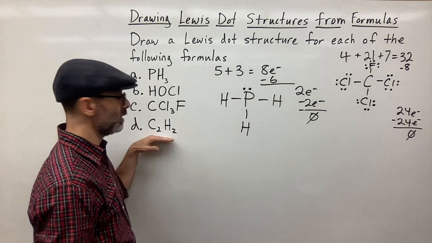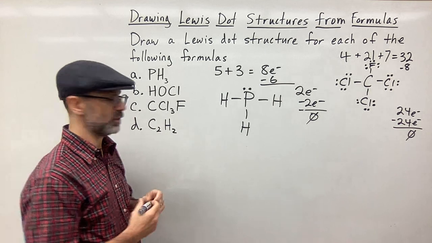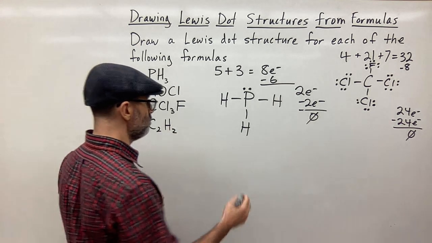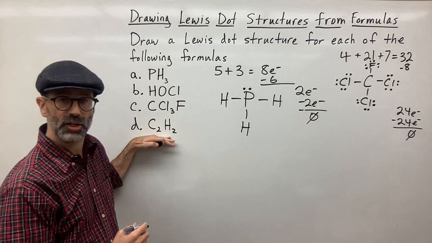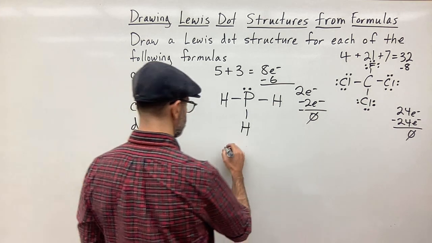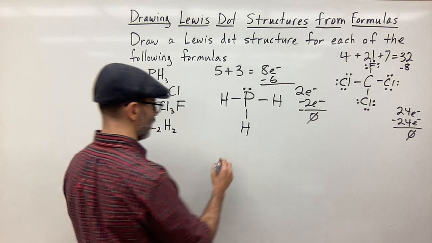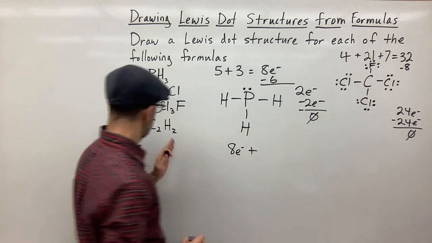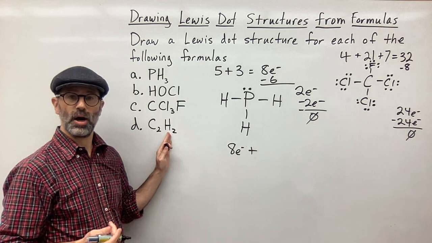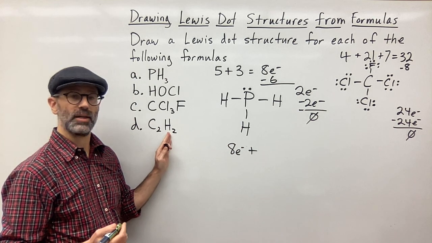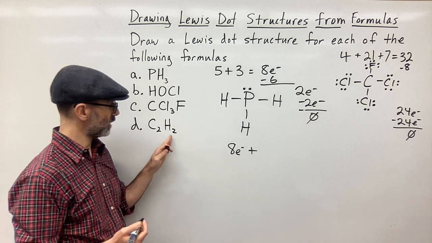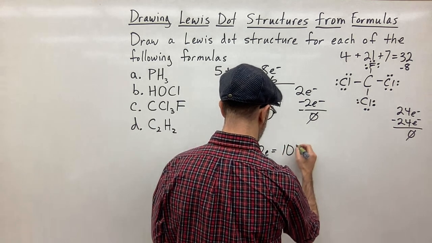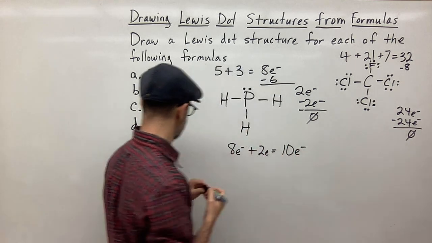So once again, add up the valence electrons for the total. So I have C2H2. Carbon is in group 4, so that's 4 valence electrons times 2 because I have 2 of them. That's going to be 8 electrons, plus hydrogen is in group 1. It has 1 valence electron, so I'm going to have 1 each. That's going to be 2. Add that together, I got 10 electrons.